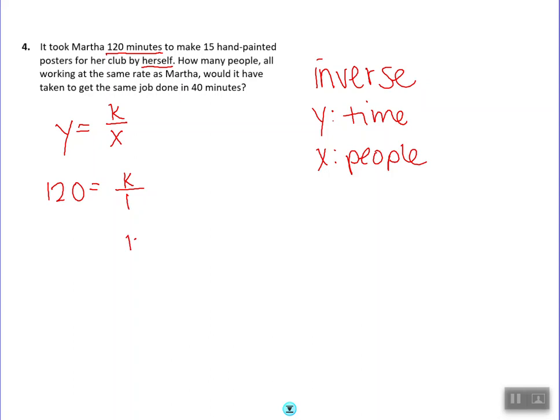K divided by 1 is just k. So this tells us that k is going to be 120. So my new equation is y equals 120 divided by x. Now I want to know how many people, all working at the same rate as Martha, would it have taken to do the same job in 40 minutes. So I know that my time, or my y, is 40, and I want to know how many people. Now I need to solve for x.